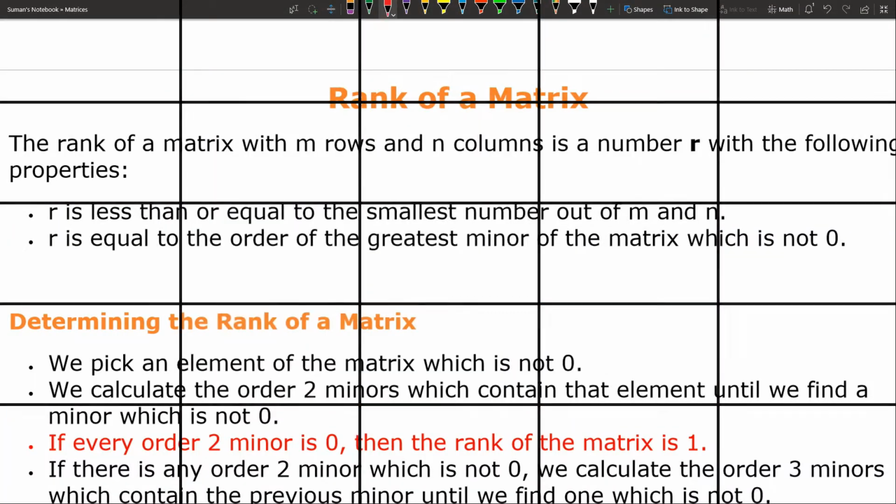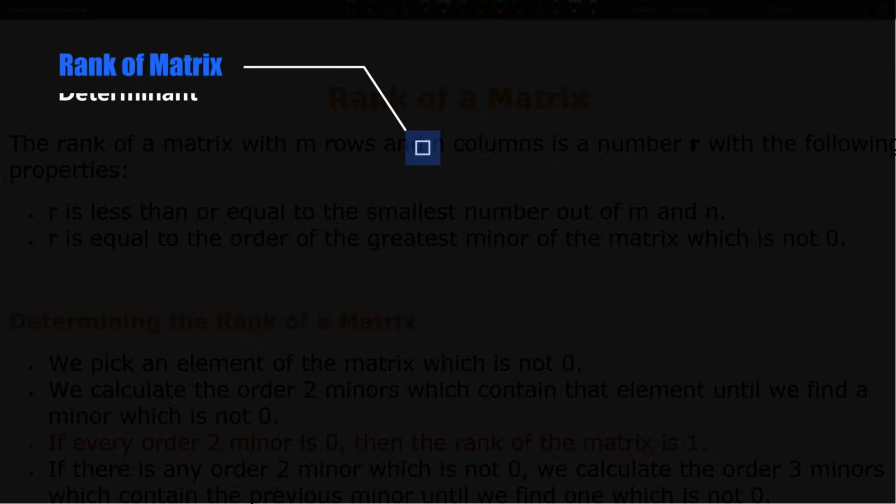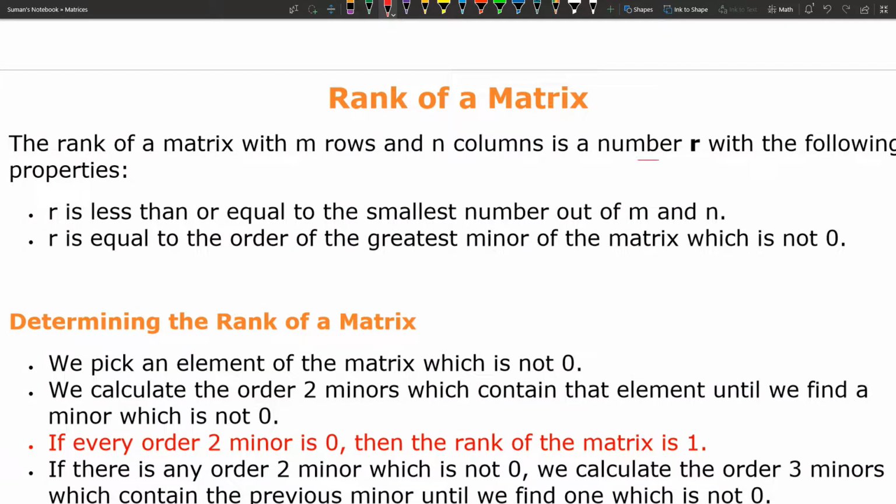Hello friends, today our topic is the rank of a matrix. Now the rank of a matrix with m rows and n columns is a number, that is R, with the following properties. R is less than or equal to the smallest number out of m and n, and R is equal to the order of the greatest minor of the matrix which is not 0.